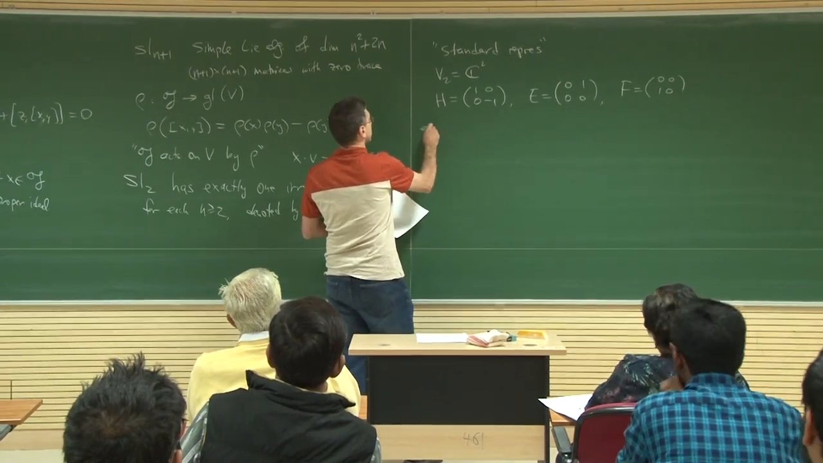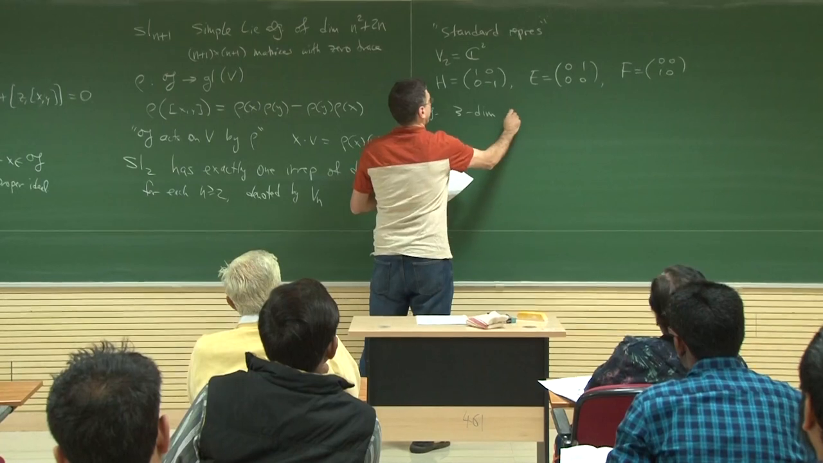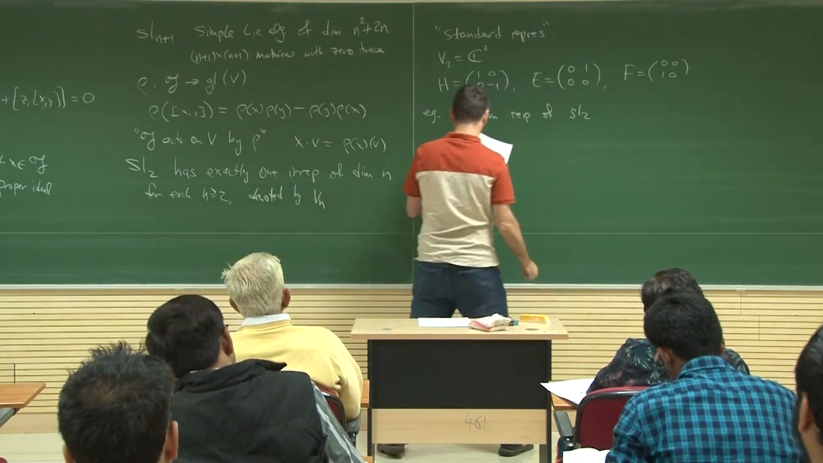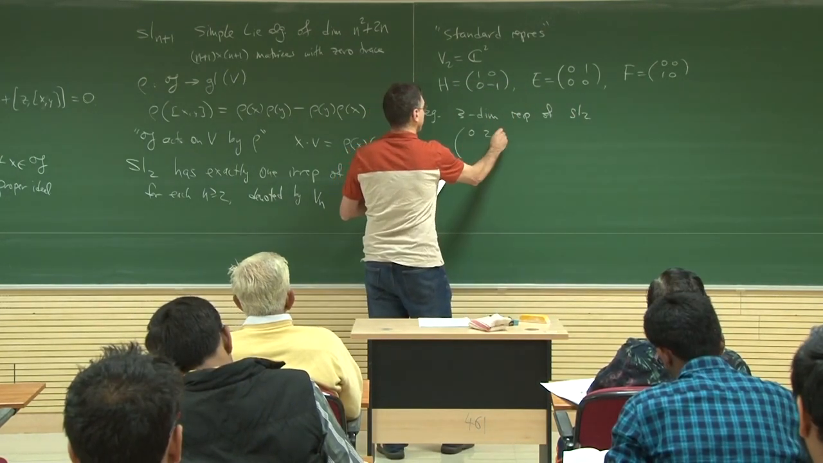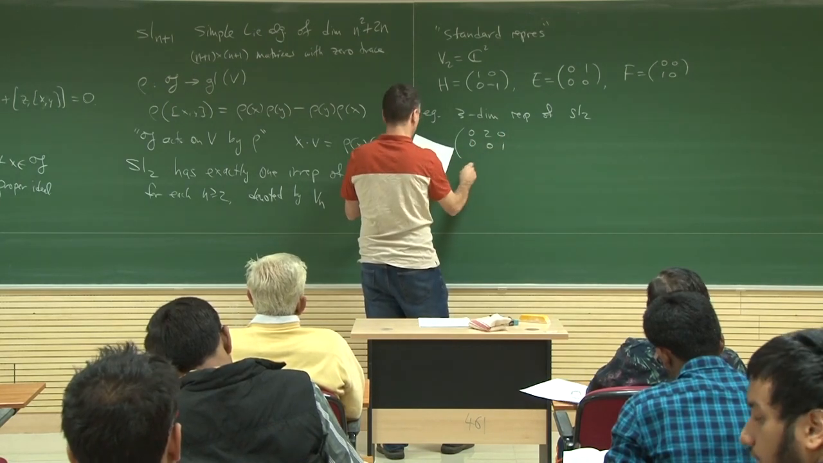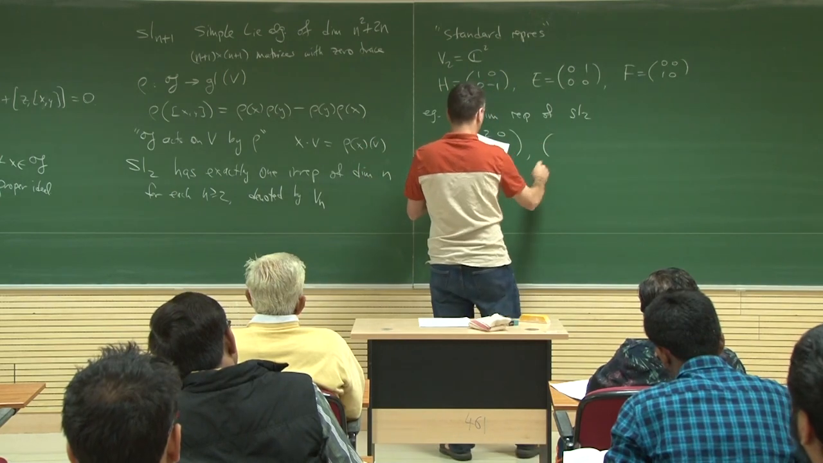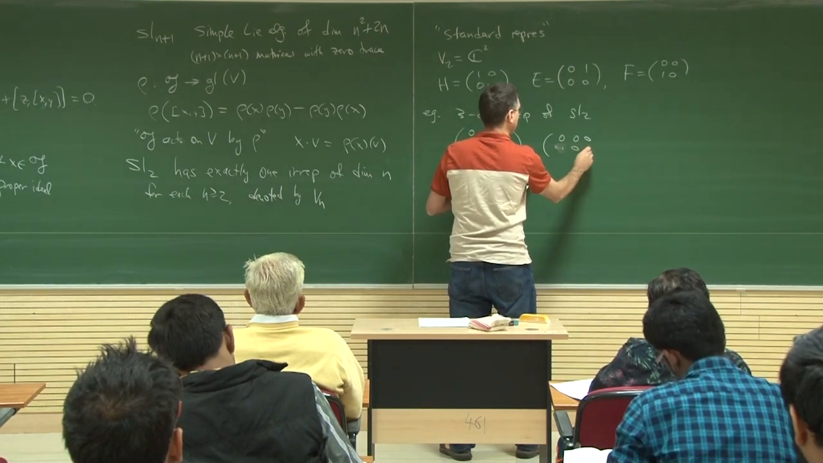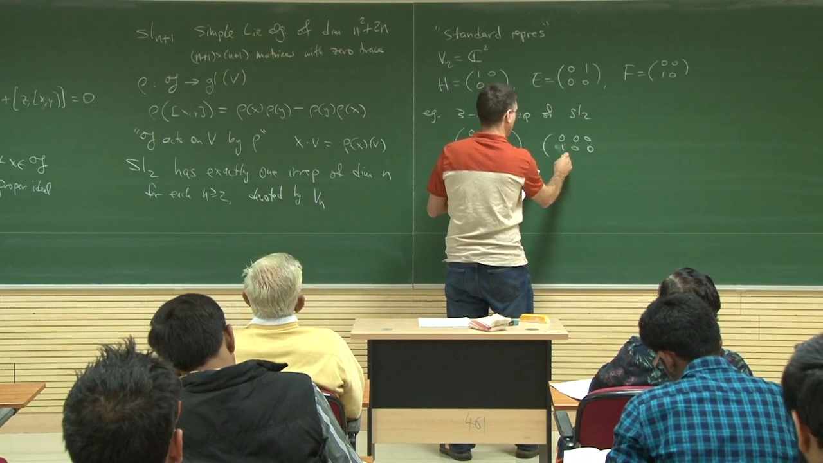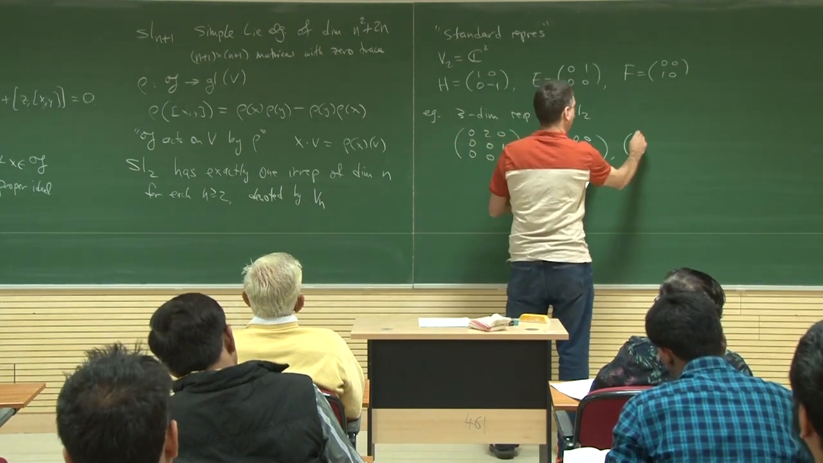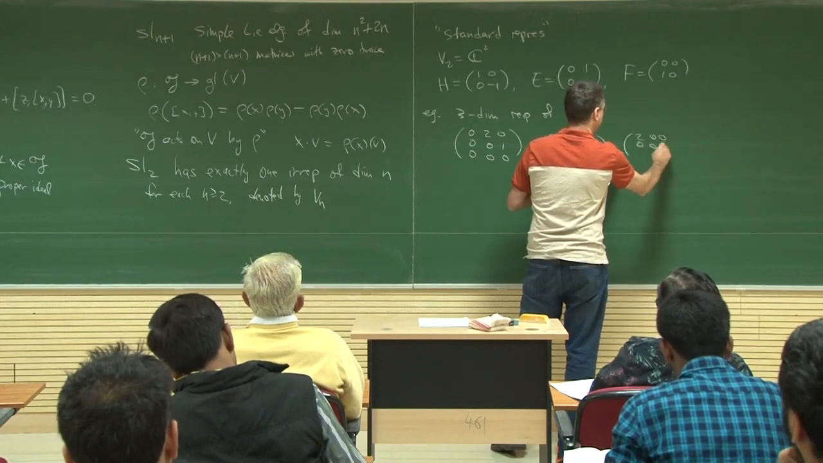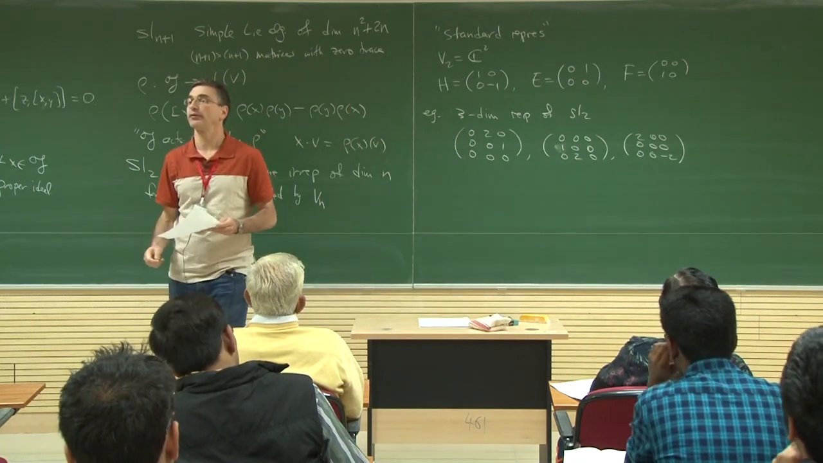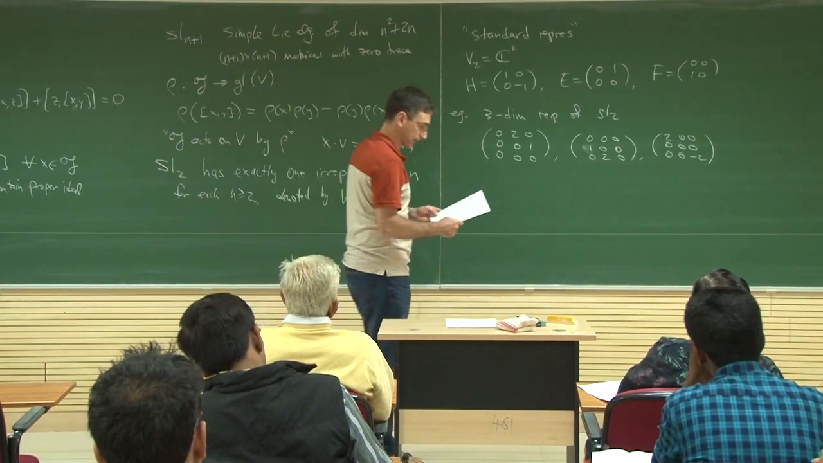Here's an example of the three-dimensional representation. The three-dimensional representation of SL2 is given by 3x3 matrices. I'm sorry, let me redo that. Still trace-free matrices, but 3x3 matrices, and these are the ones that satisfy the identities in SL2.